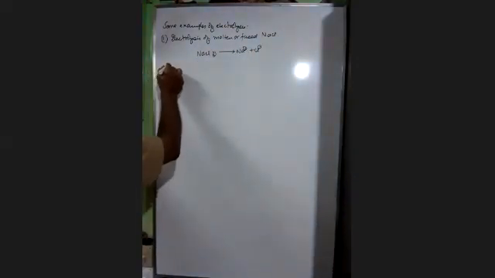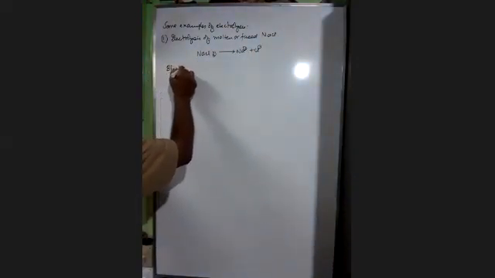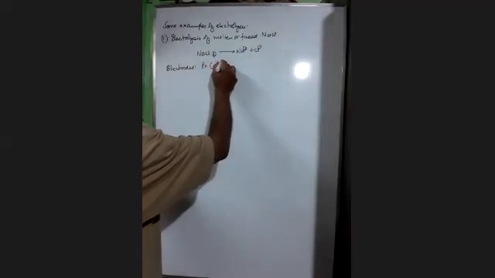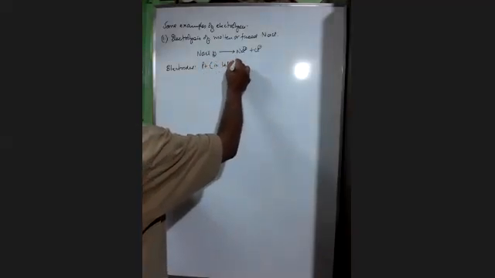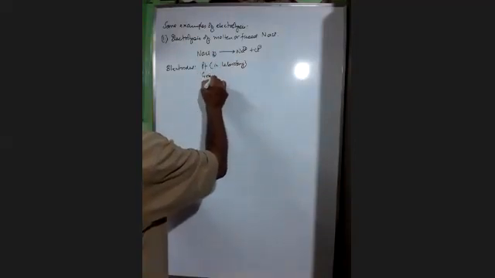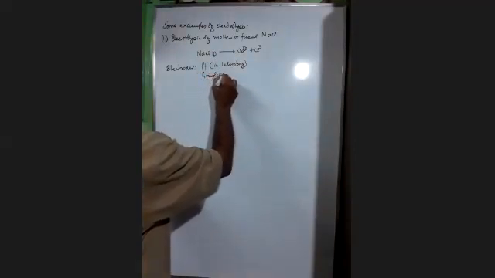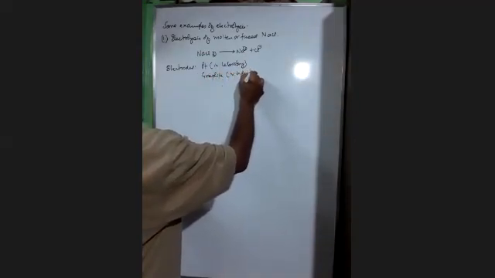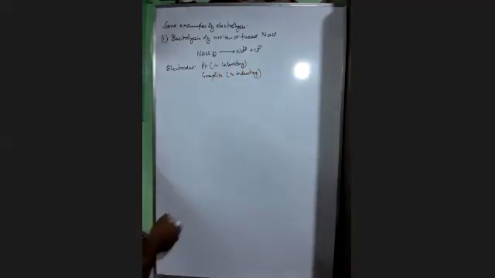Now, what are the electrodes we take? Electrodes in laboratory, you can take platinum in laboratory and graphite in industry. Okay.